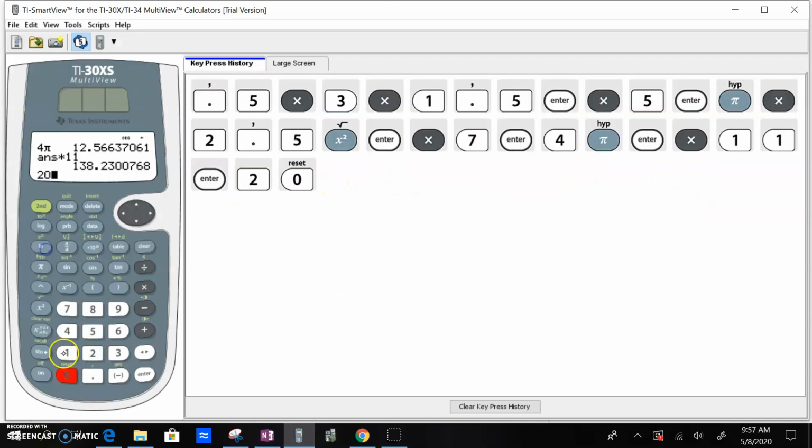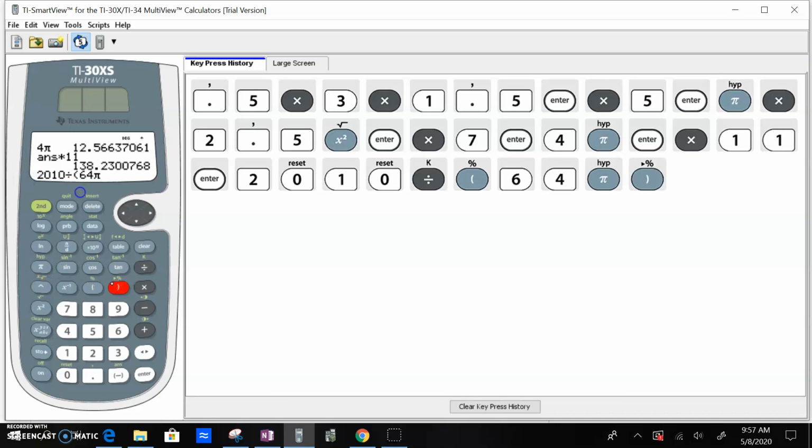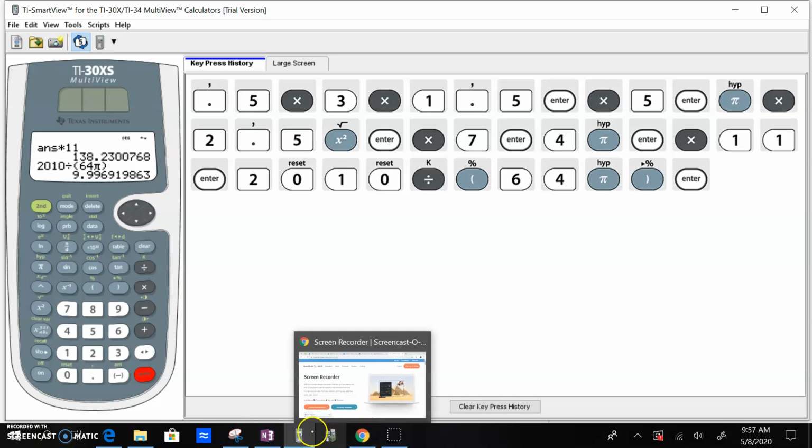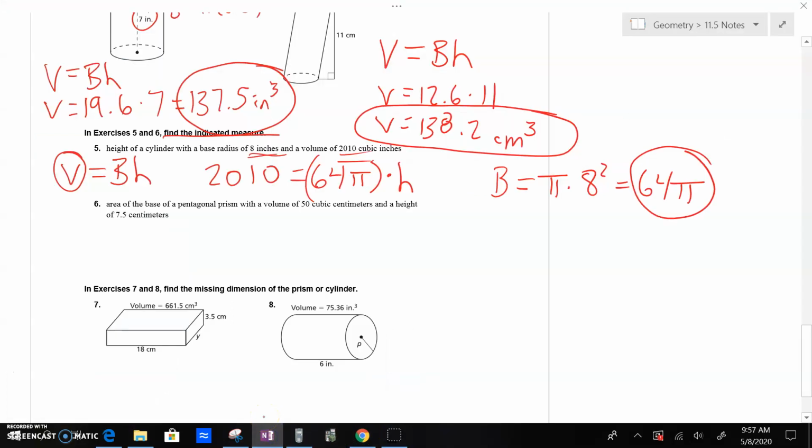So 2010 divided by, and then I'm going to use parentheses to make sure I'm dividing by 64 and pi both, and then close my parentheses out. Hit enter, and 9.9969, so that rounds all the way up to 10.0. And so our height would be 10. So let's see, I'll write that right here. So height is 10.